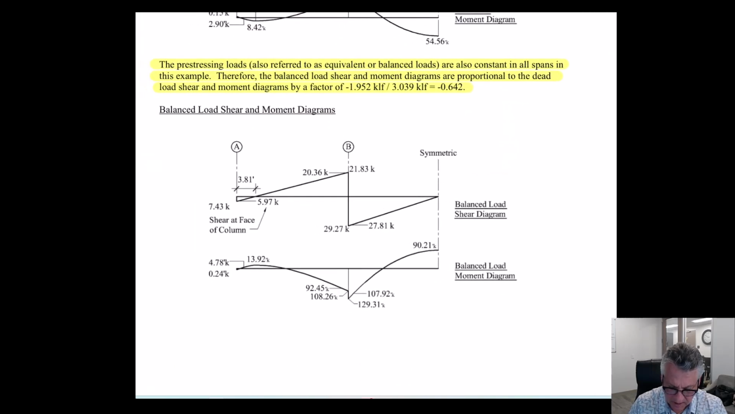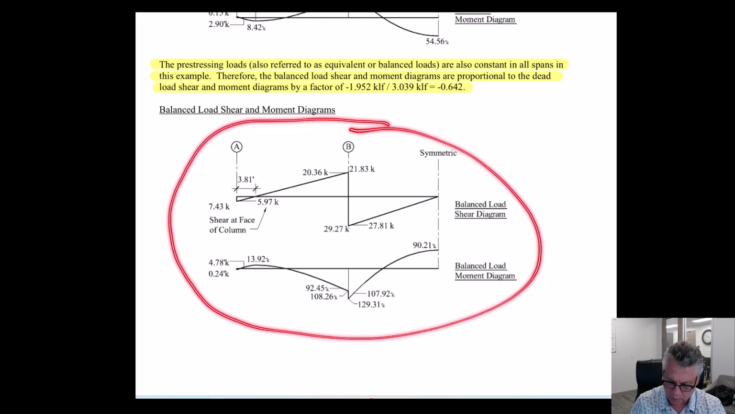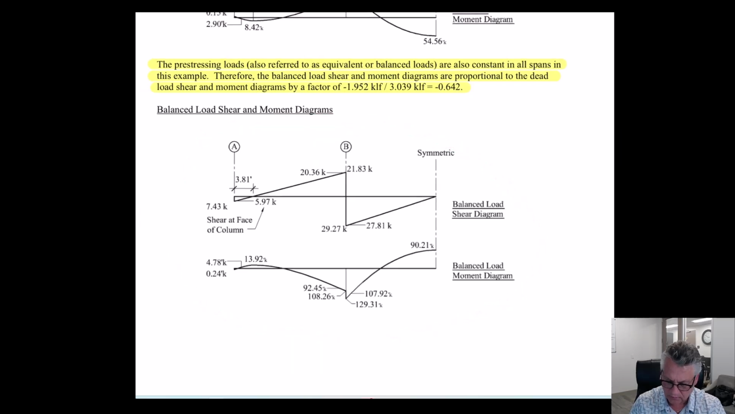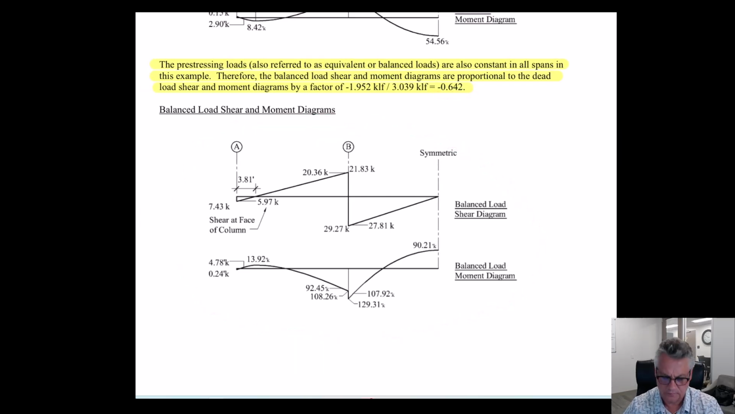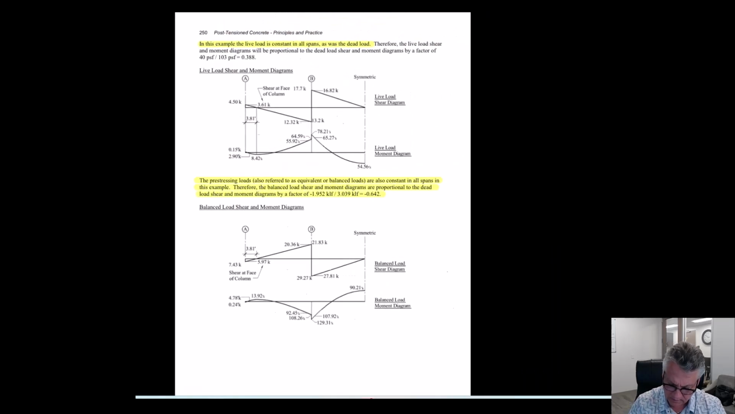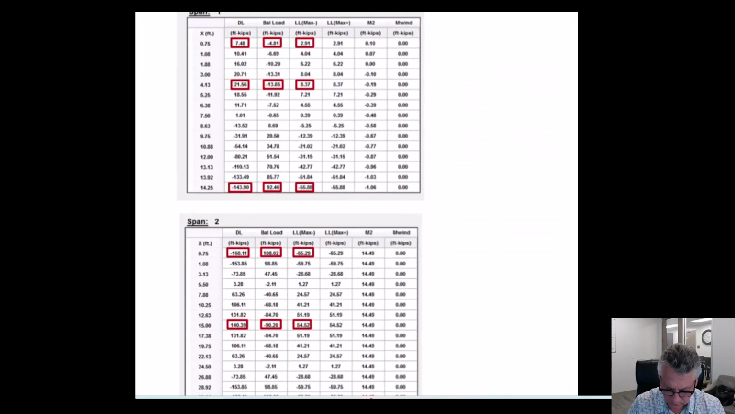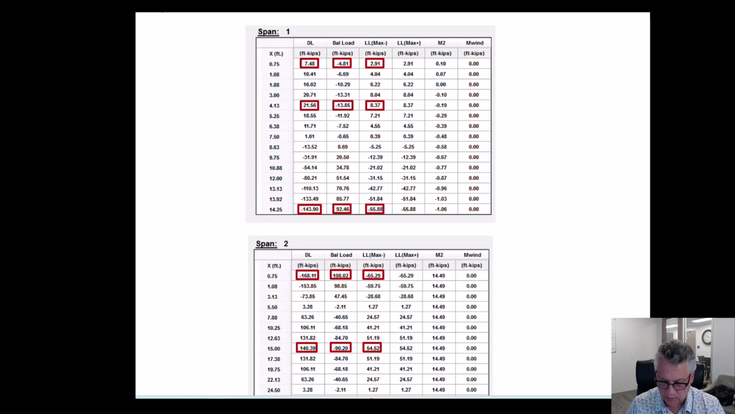And the balance loads were actually constant in all three spans. That's highly unusual. I'm not even sure I set out to do that when I did this example, but it turned out that way, and that was lucky for me, because now even the balance loads are just a proportion of the dead loads. So you get the point. So anyway, let's see how I did.